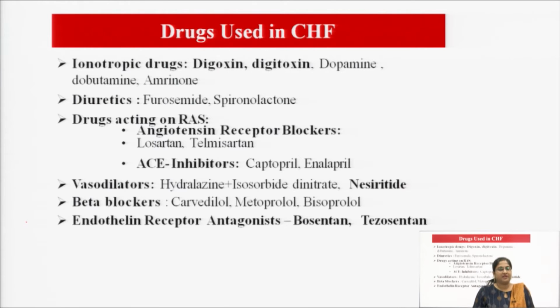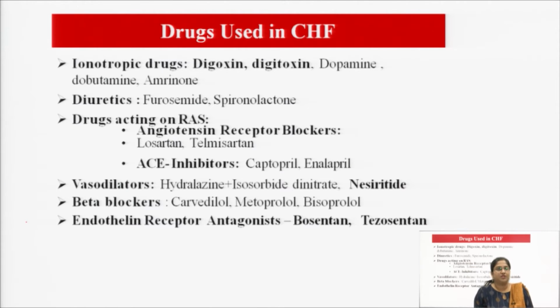Now, the third classification is drugs acting on RAS, the renin-angiotensin system. It is again divided into two parts: angiotensin receptor blockers and ACE inhibitors. Angiotensin receptor blockers has two drugs in it, losartan and telmisartan, which are very popularly used for CHF, and ACE inhibitors, that is captopril and enalapril.